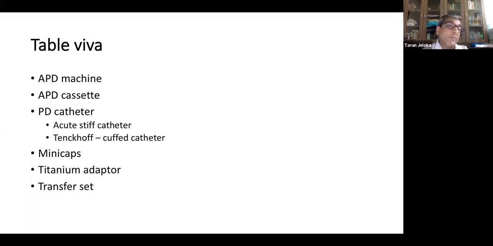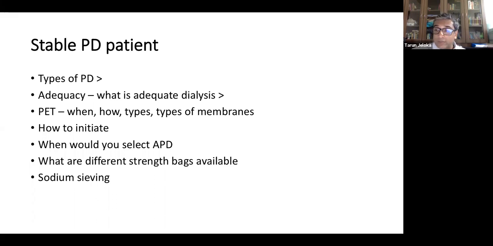The PD catheter may be an acute stiff catheter. There might be a cuffed Tenckhoff catheter. There might be small consumables like Minicaps or titanium adapters or transfer set, which you should be able to identify. And I'll give you photographs of these while discussing the entire talk today. So let's begin from stable patient. Those were two scenarios, cases and table vivas. One by one, we will briefly try to touch most of them.